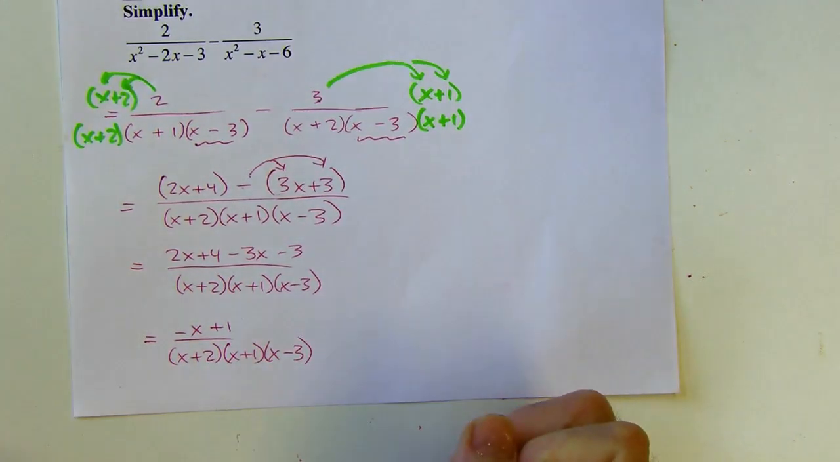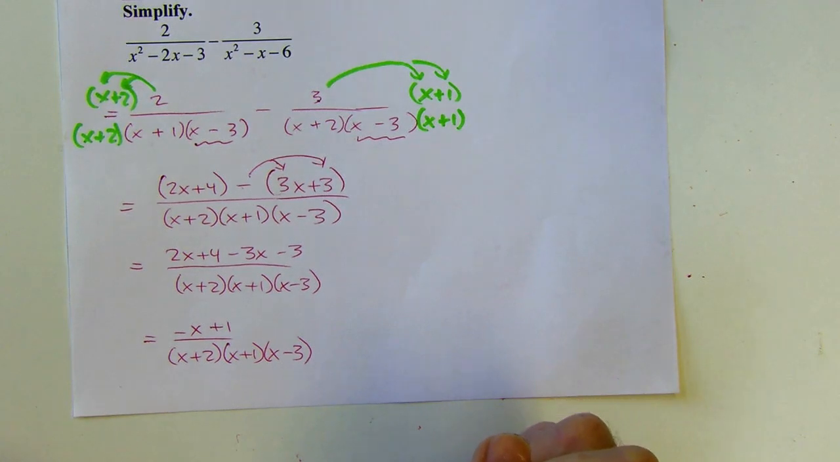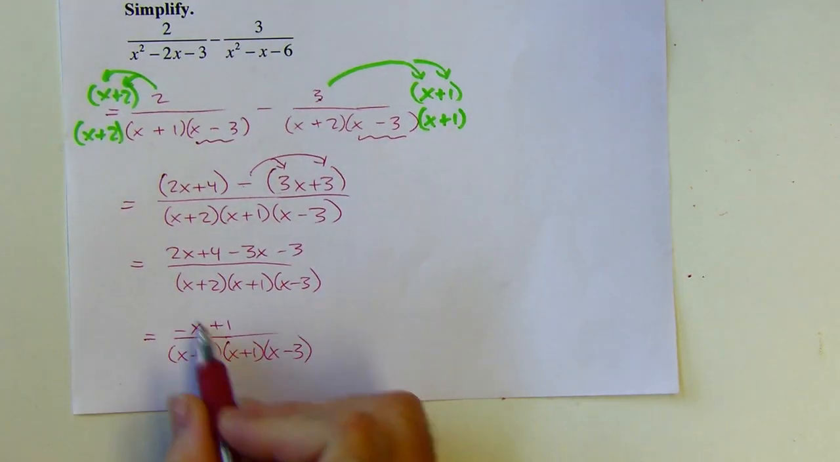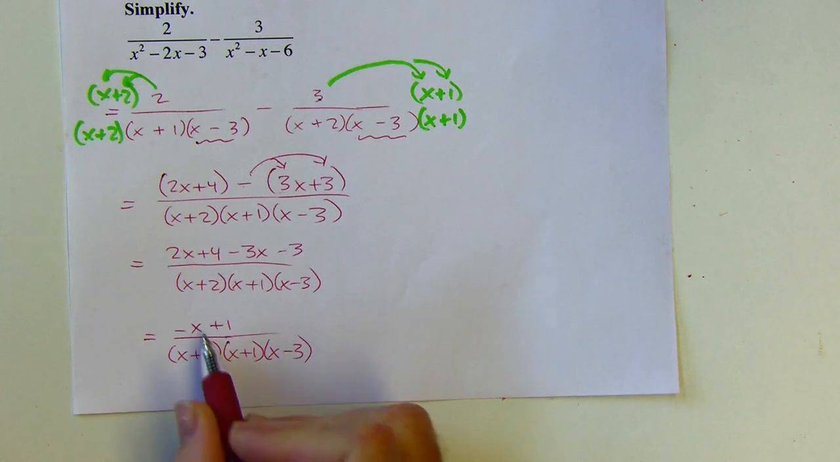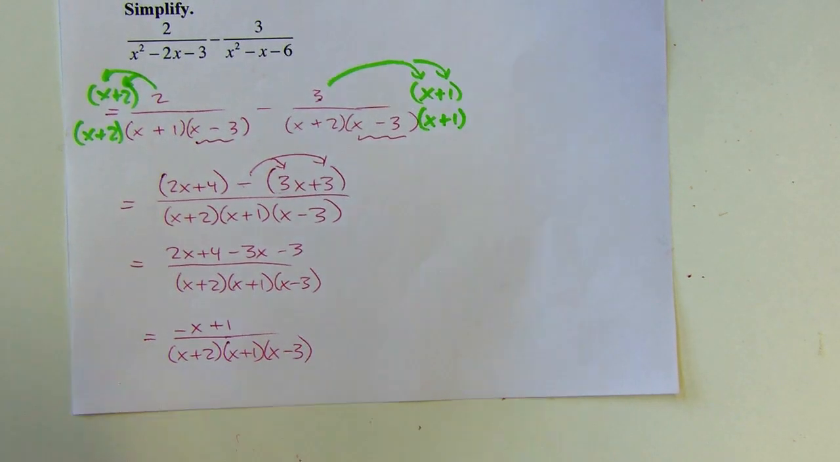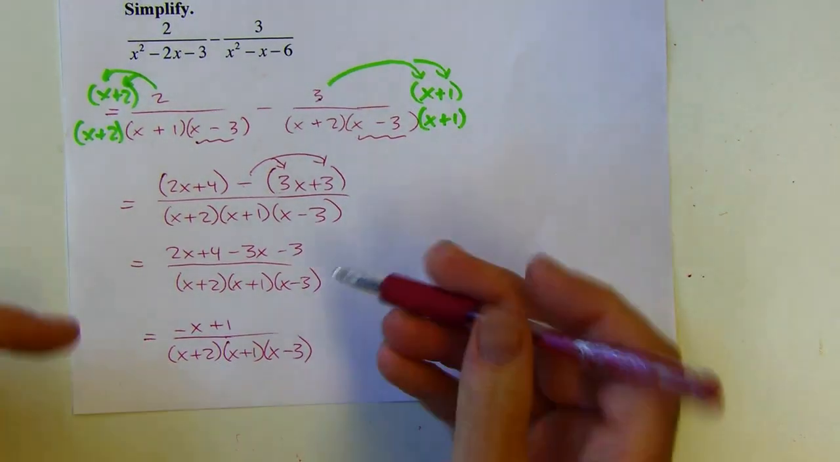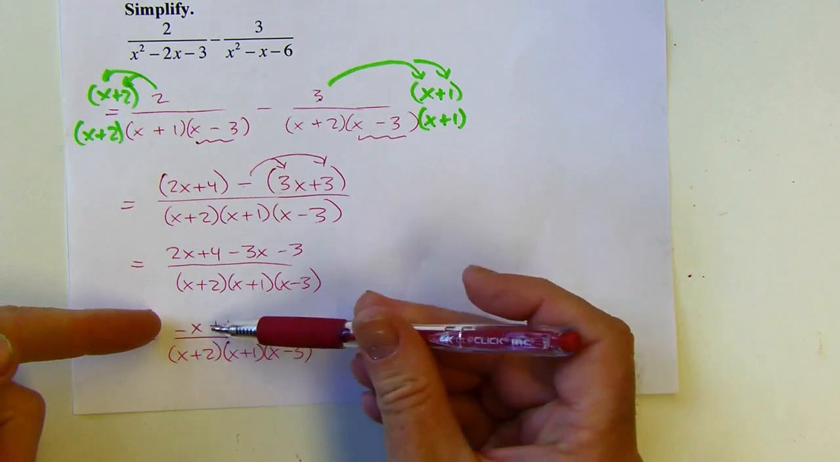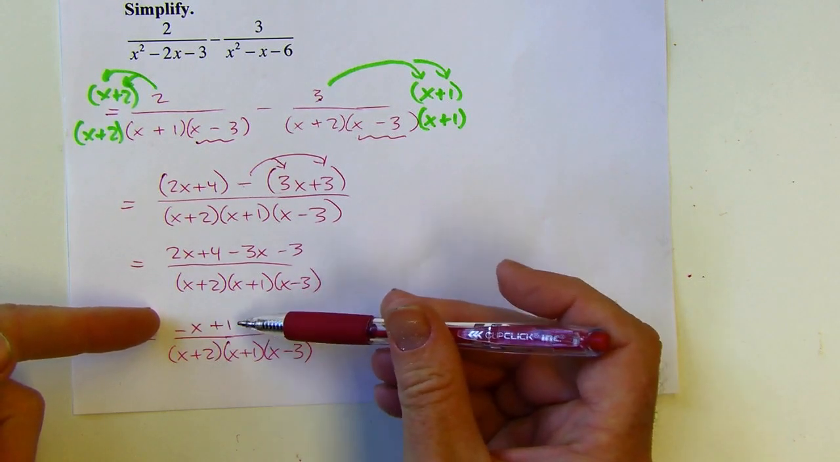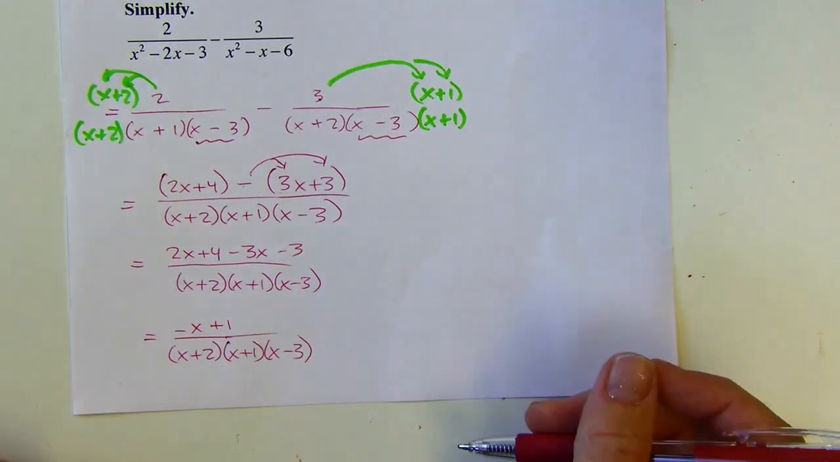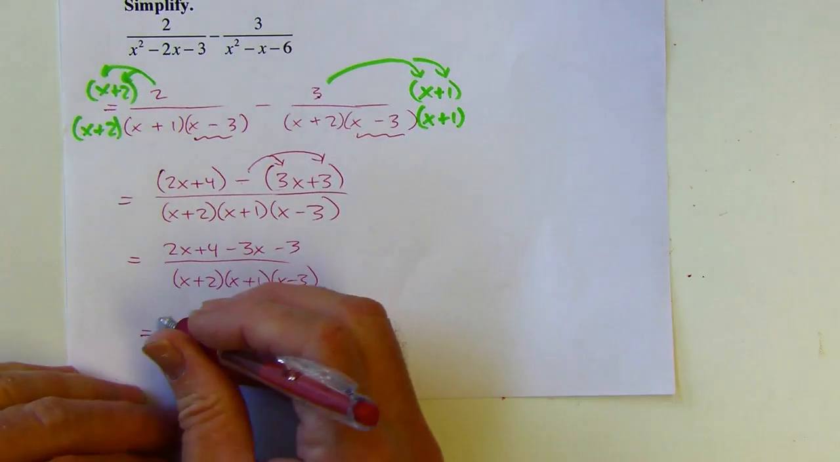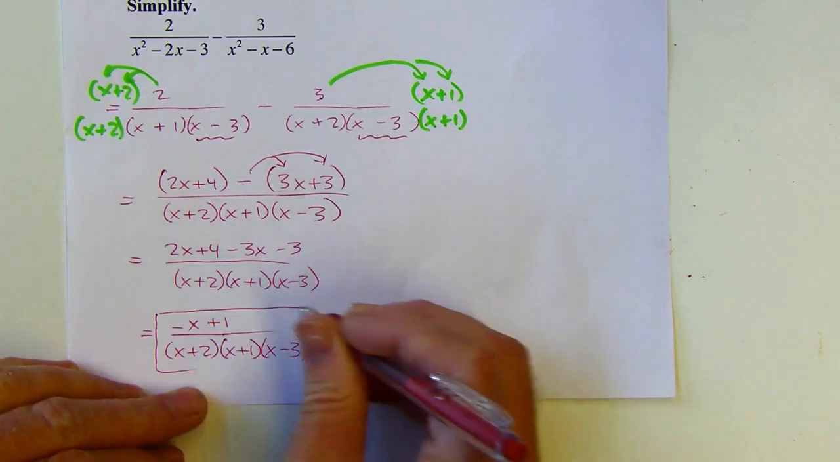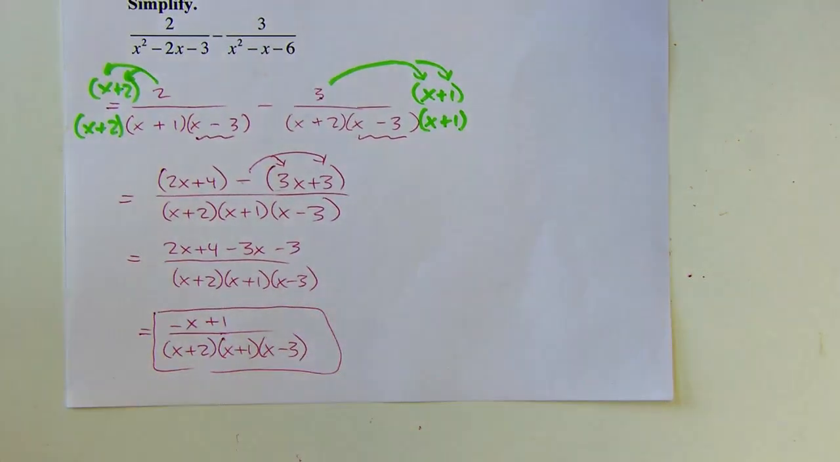Okay, and looking at this, it's tempting to try to do some reducing here with the -x plus 1 and x plus 1, but we can't. And they're not even opposites. I could factor out a negative on top, but then I'd have -1 times x minus 1, and I still wouldn't be able to reduce there. So this is going to be my final answer.